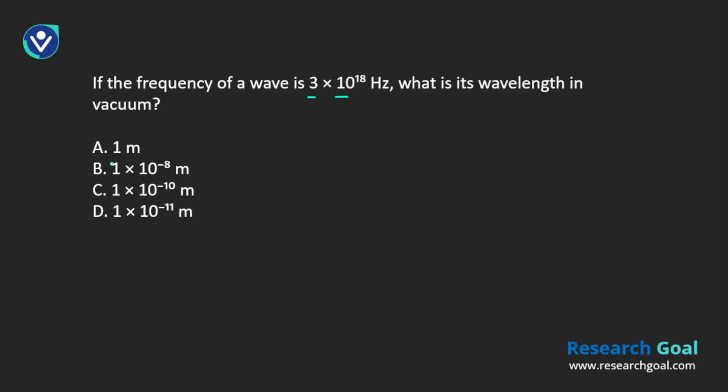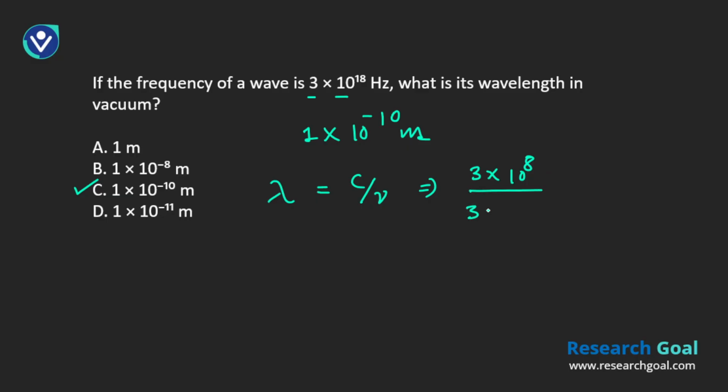The correct answer in this case is option C, which is 1 into 10 to the power minus 10 meters. And we'll see how we actually got this answer. We need to follow this particular equation, which is lambda is equal to c upon nu, and everything is given, right? So you have to basically calculate lambda. We already know the value of c, so I'm going to just apply 3 into 10 to the power 8, divided by 3 into 10 to the power 18, which turns out to be approximately 1 into 10 to the power minus 10 meters. And that is approximately in the region of gamma rays.